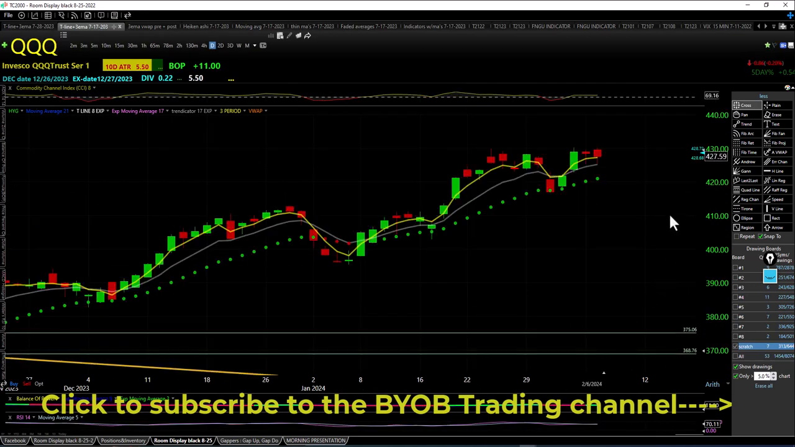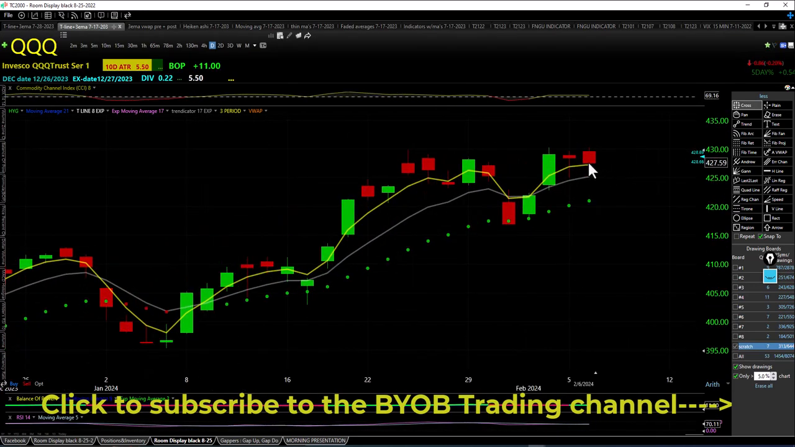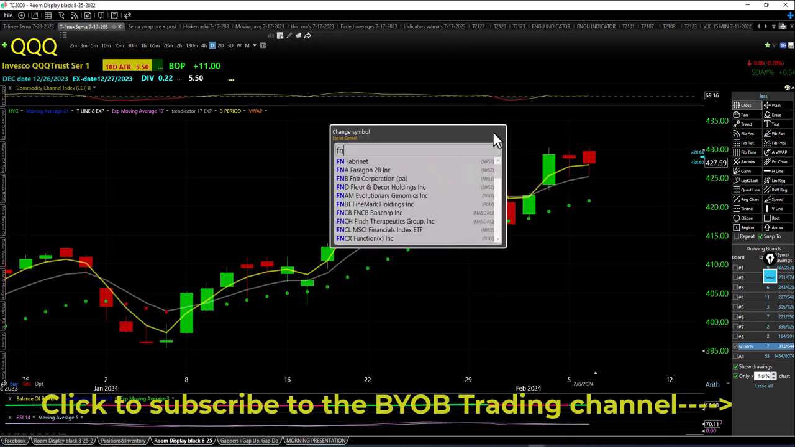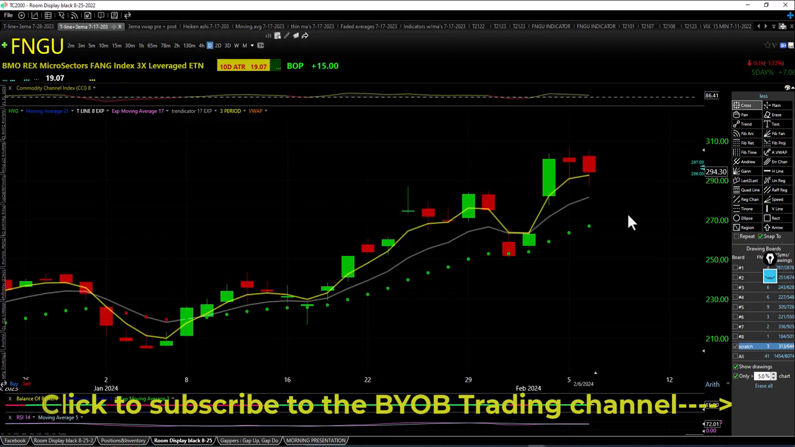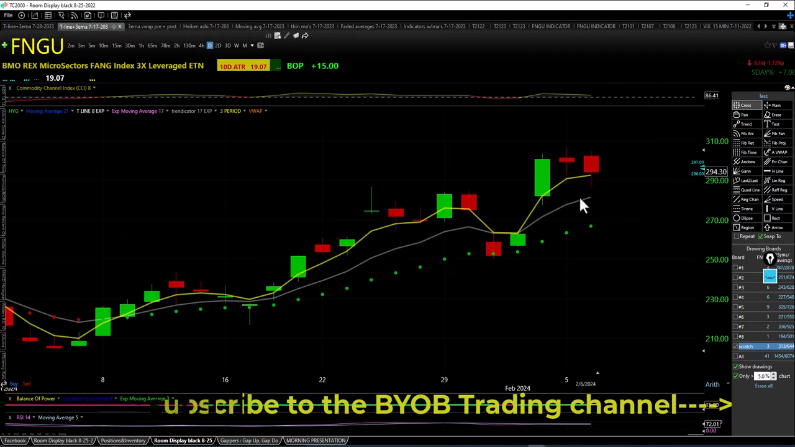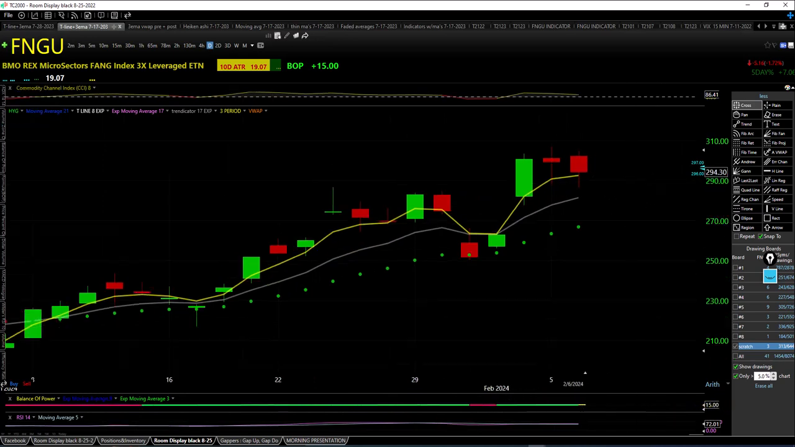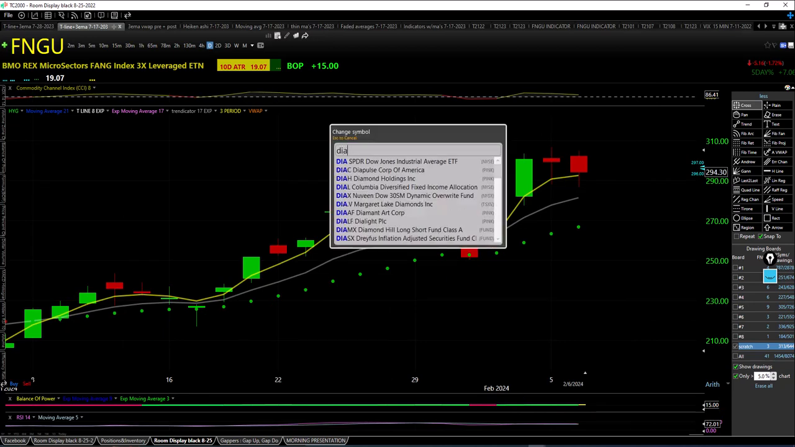Here's the NASDAQ, QQQ closing over the trap, over the trend indicator. We got a higher low and squeaked out a little bit higher high there on QQQ. FNGU closing over the trap, over the trend indicator. Got a lower low and a lower high. So there's FNGU. Let's take a look at Diamond Dow.